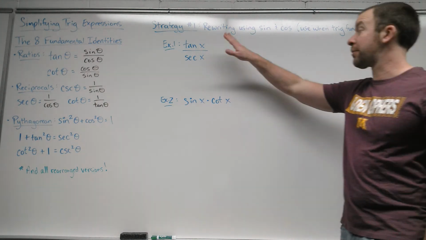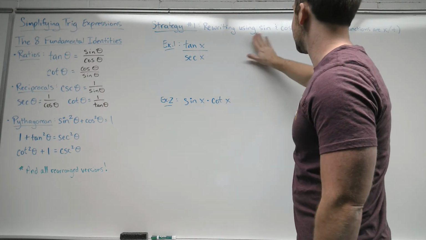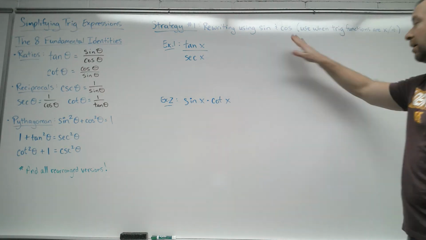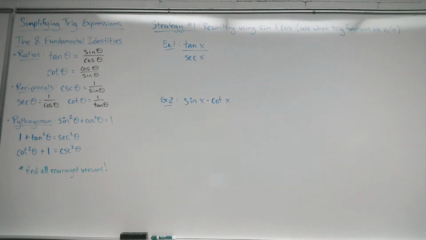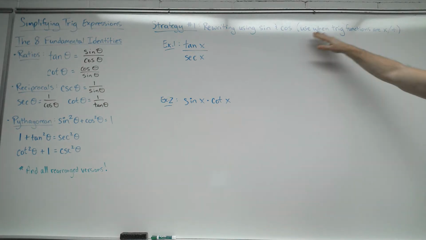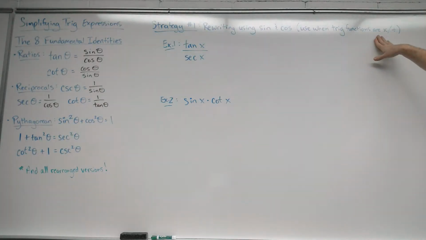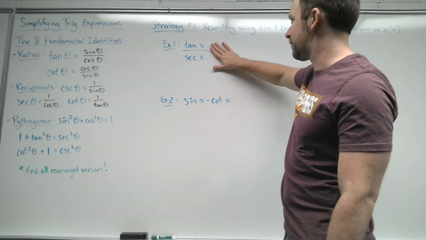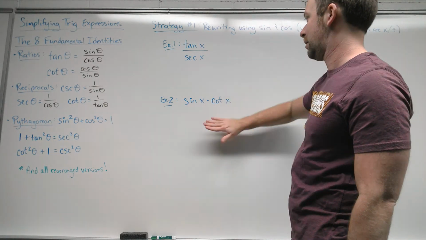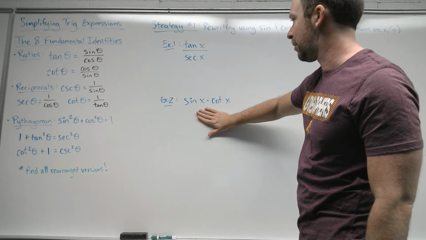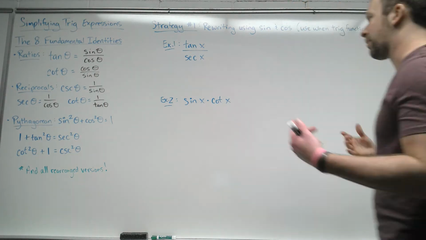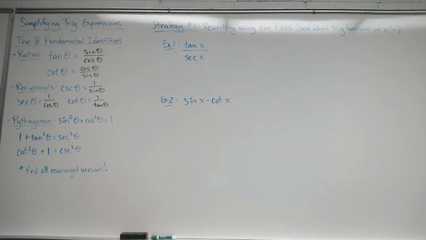Okay, so strategy number one, rewriting things using sine and cosine. When do we use this strategy, or when is it really handy? It's really handy when the trig functions are either being multiplied together or divided. So the two examples that I used: here we have two trig functions that are being divided. Here we have two trig functions that are being multiplied. When I have a situation like that, I'm usually good to go, because when I have multiplying and dividing, I can get stuff to cancel out.